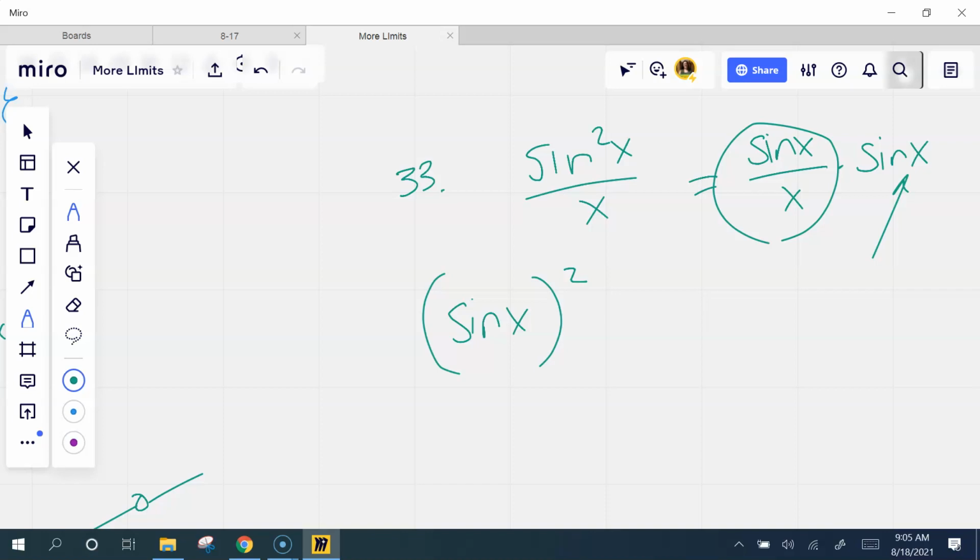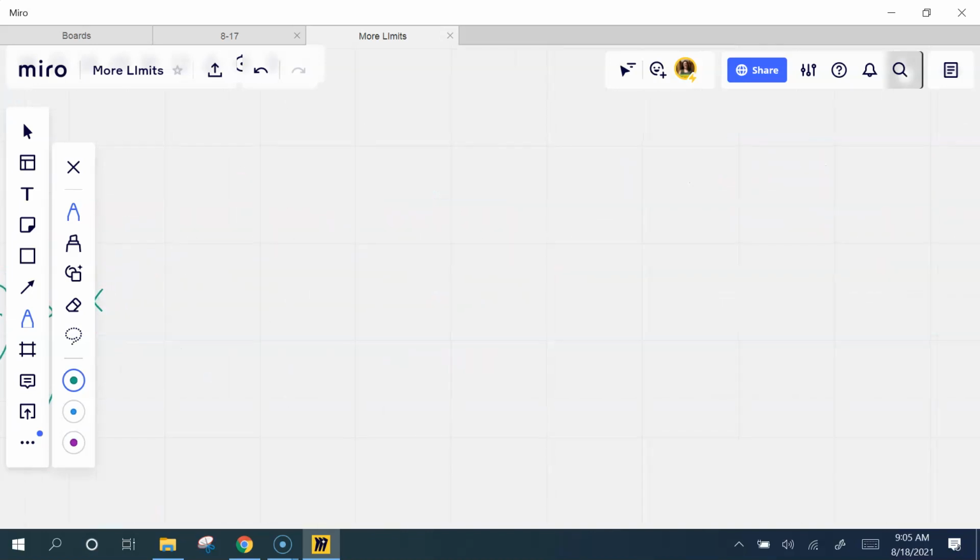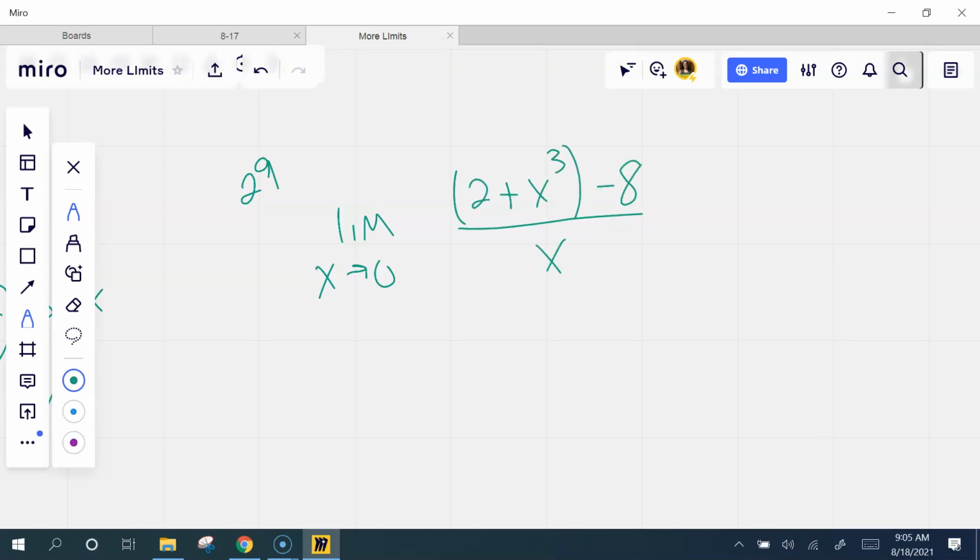Okay, Dylan, what'd you say? 29? Yes. All right, 29. The limit as x goes to 0 of (2 plus x) cubed minus 8 over x. I can't just sub in, right? I've got 0 in the denominator.